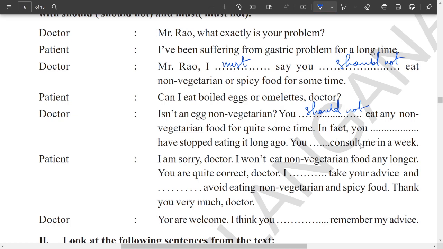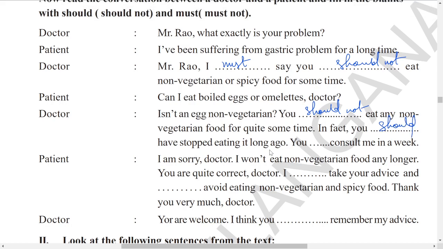So which one can we use here? You should have stopped, you should have done, you should have gone. Stopped eating it long ago. You dash consult me in a week. Okay, so you must, it is compulsion. You must consult me in a week.